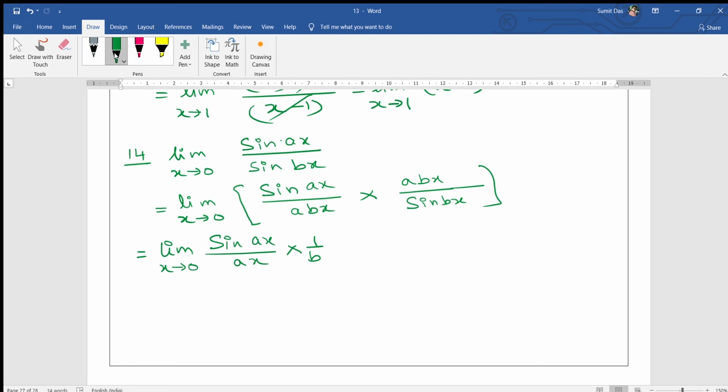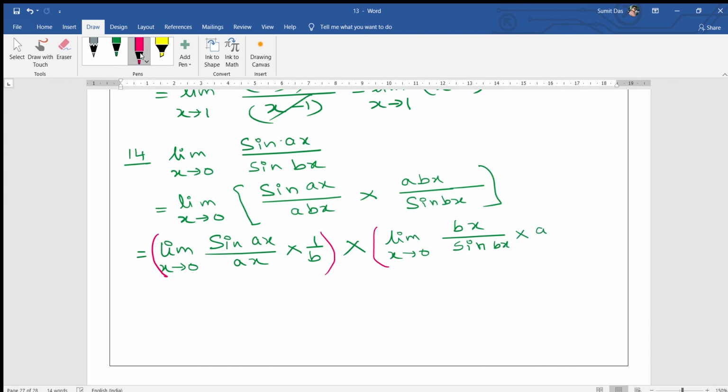Fine. Then into another bracket, this is another bracket, and this will be another bracket, into limit x tends to 0 bx by sine bx. Okay, into a.